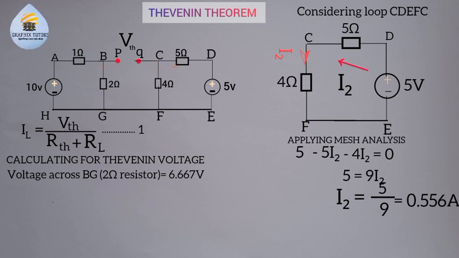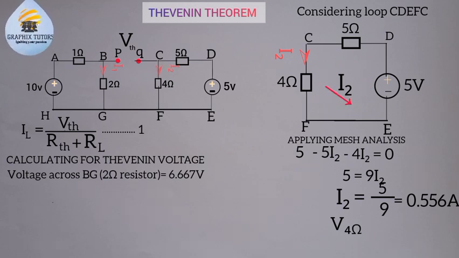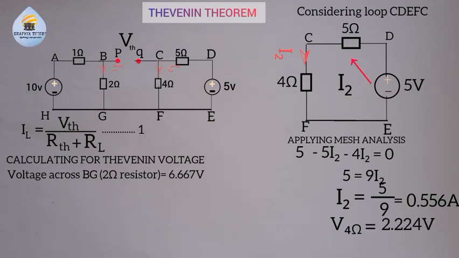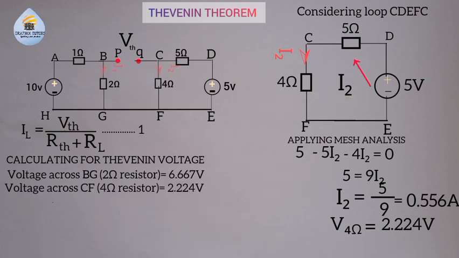That is the current flowing through the 4 ohm resistor, which is 0.556 ampere. So the voltage across the 4 ohm will now equal the current I2 flowing through the 4 ohm multiplied by the resistor, which is 4. So it will be 0.556 times 4, and that will give us 2.224 volts.